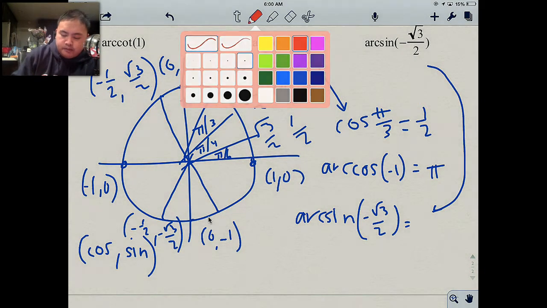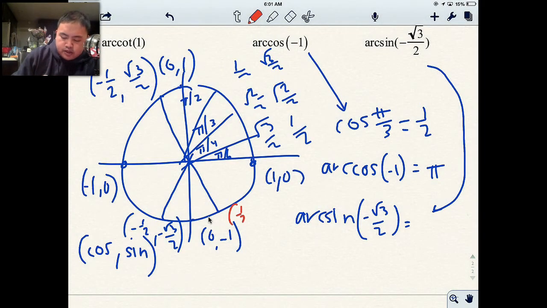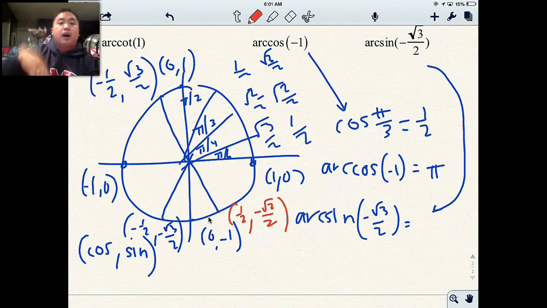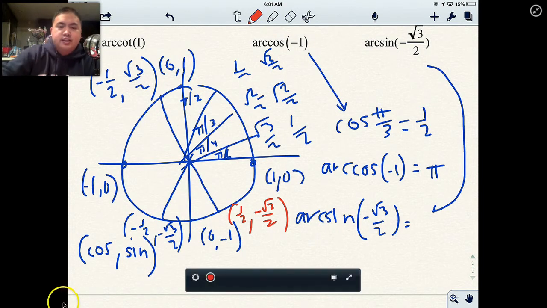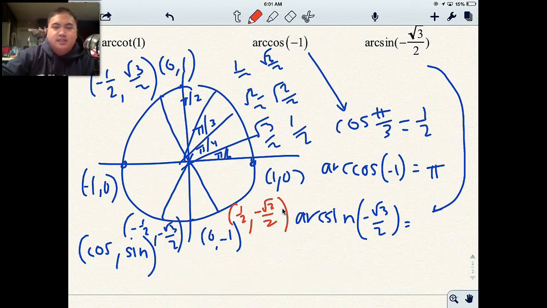Let me do a different color. Except for x is going to be positive this time, but my y coordinate is now negative because it's on the bottom of the x-axis. So I'm saying, where's arcsine? I found it. It's here. Or where's arcsine of negative radical 3 over 2? It's here and here. Where you may have forgotten is what radian measures that.